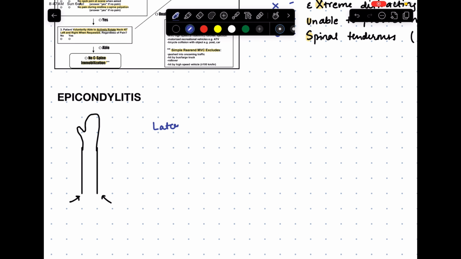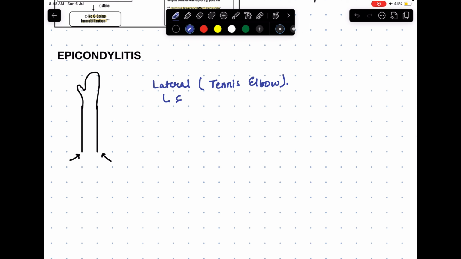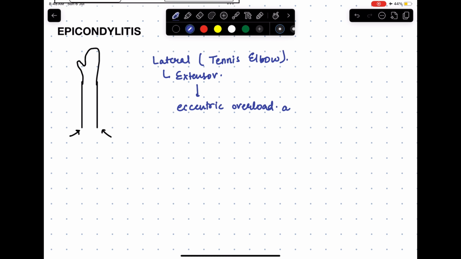So there are two types. First is lateral epicondylitis. It is also known as tennis elbow, and mainly it affects the extensor muscles of the arm. The pathophysiology for it is there is an eccentric overload at the origin of the common extensor tendon. The only thing that you need to remember is whenever you are extending your arm and trying to flex or extend the wrist, you will feel the pain on the extension of the wrist. That's when there is a problem with the lateral epicondyle.